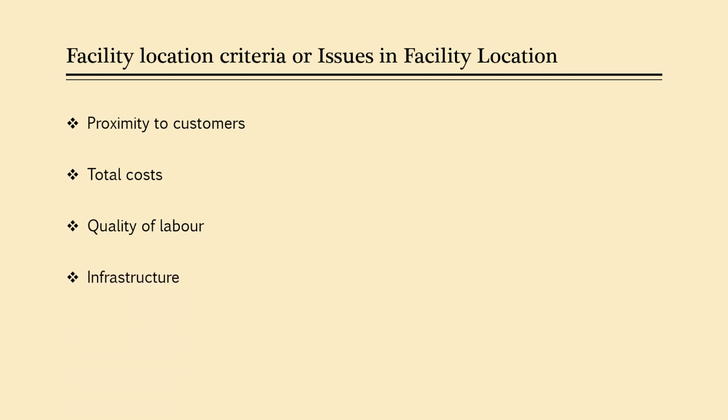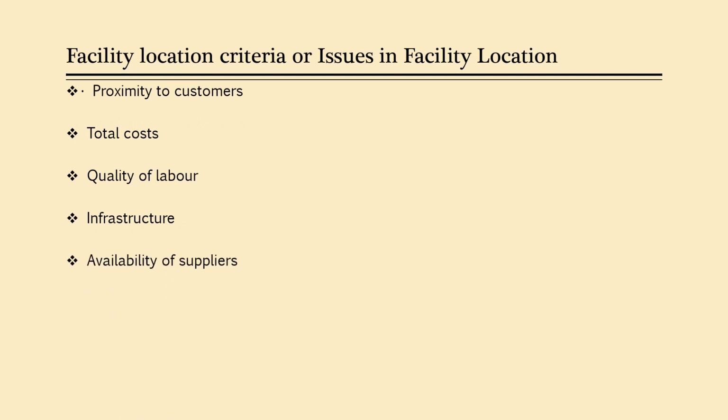Another one is the infrastructure. We have to evaluate the transportation network in potential locations, including roadways, railways, airports, and ports. A well-developed infrastructure facility can facilitate the movements of goods and materials. It will be able to reduce the transit times and lower the logistic cost.